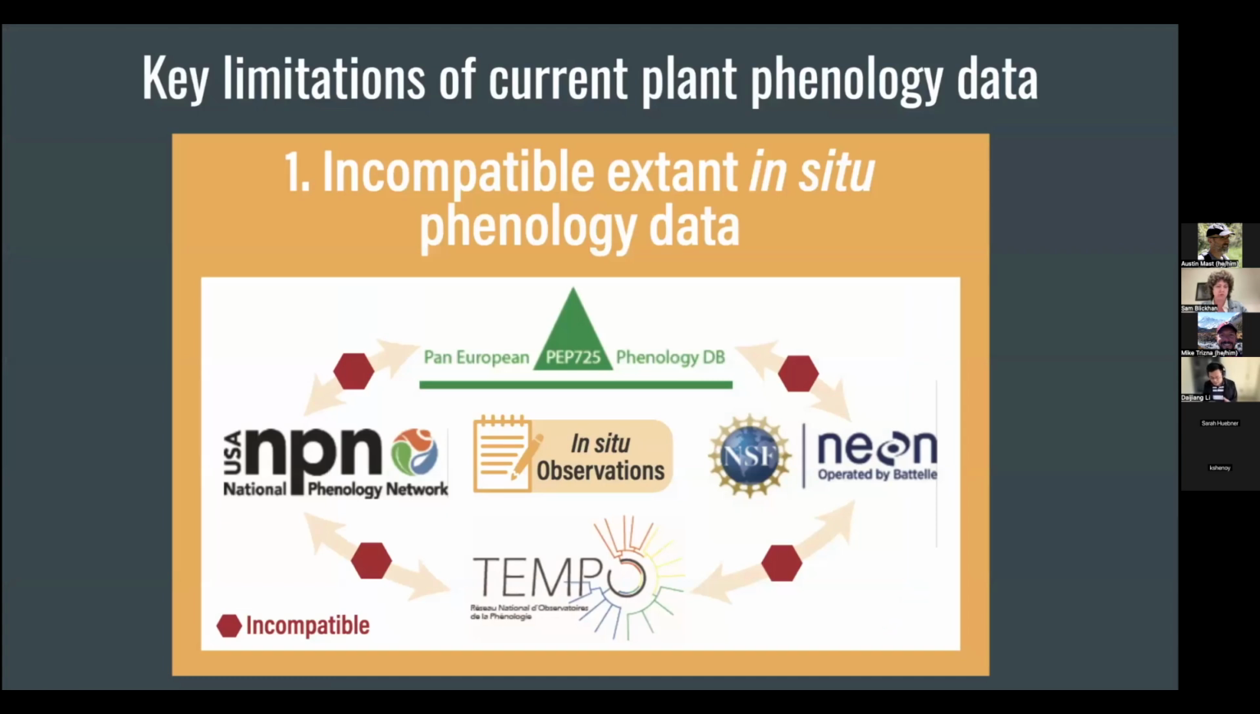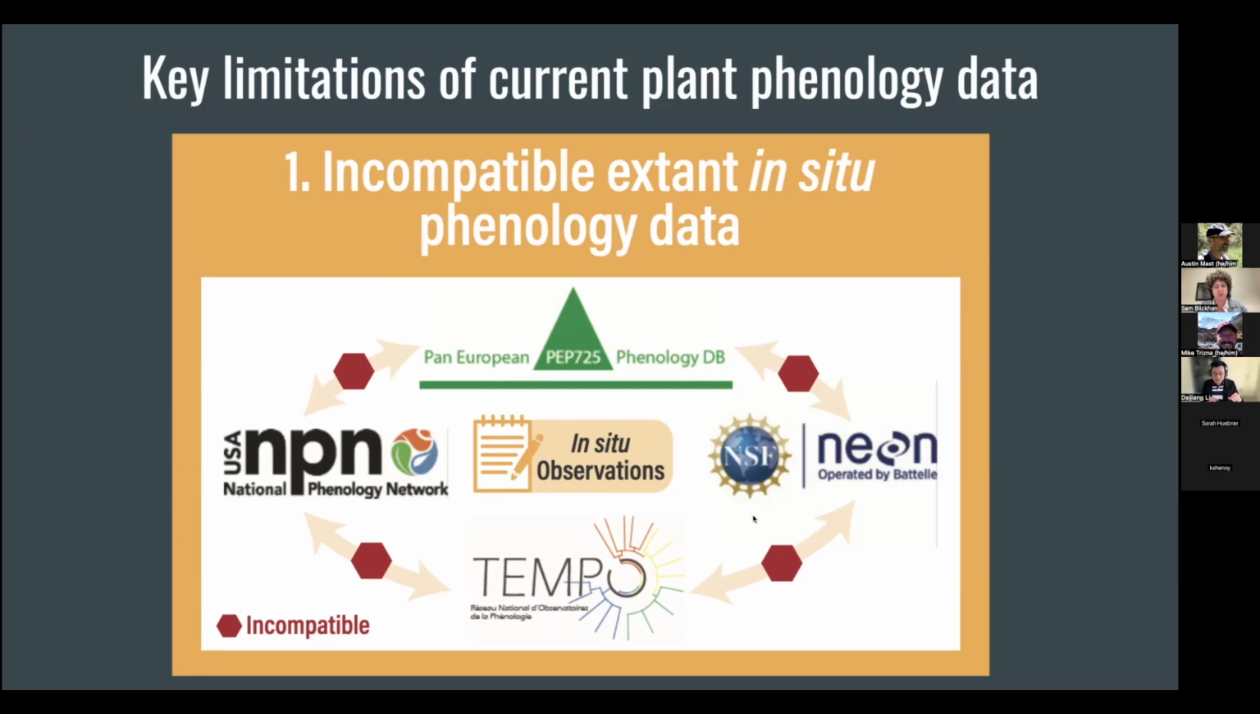Over the past 2 years, after working on multiple projects of plant phenology, we realized the current plant phenology data has lots of limitations. For example, the first one would be the incompatibility of the existing phenological data. As I mentioned, in the US, we have the National Phenology Network, and in Europe, we have the Pan-European Phenology Network, and all the countries like South Africa, India, or Brazil also have national or regional phenological networks to monitor plant phenology.